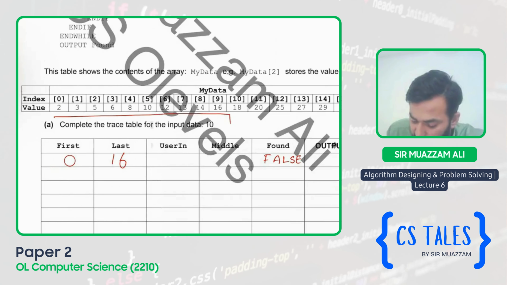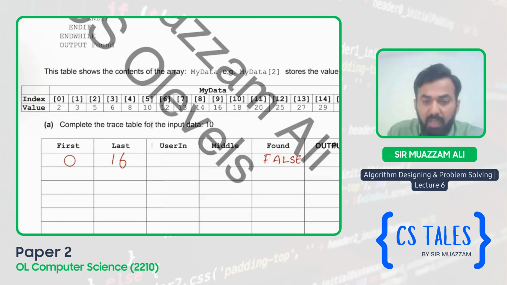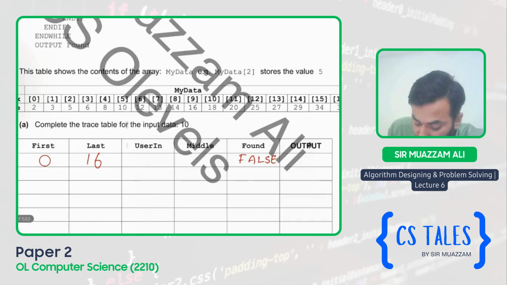Complete the trace table for input the data. Input is equal to 10. So we have to write down 10 over here. 10 is not an initialization, so it will be written down in the next line. Must understand this thing.